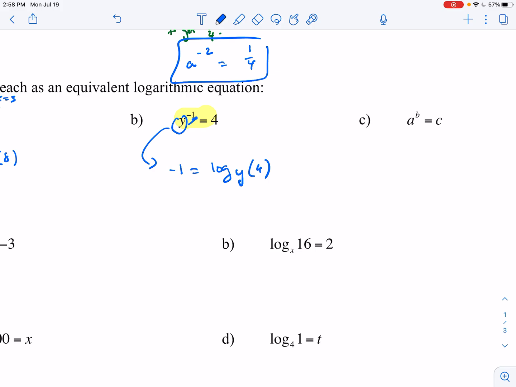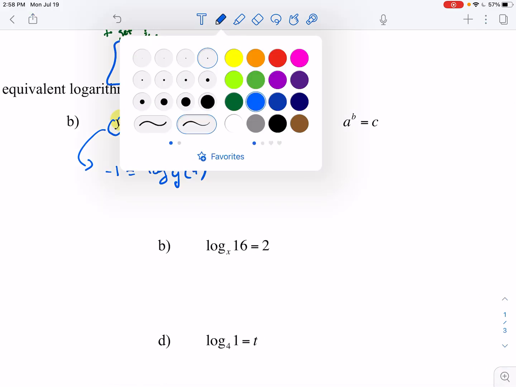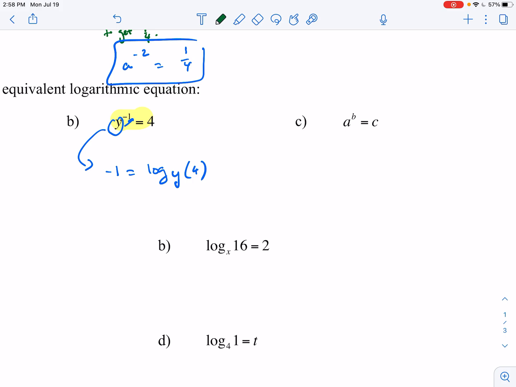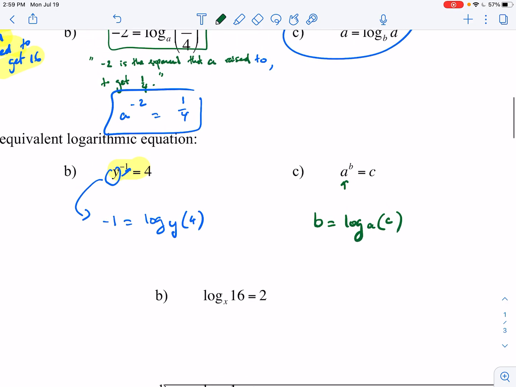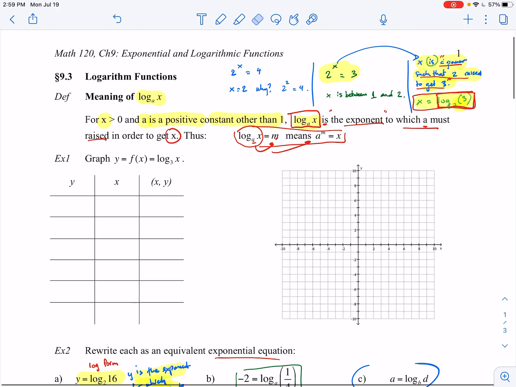So part C, I'll let you do it on your own here, but feel free to pause the video, try this and then come back to the video. Again, we start with the exponent. The exponent is b, so we're going to say b is the exponent such that the base a is raised to get c. Or you can try to memorize this definition and just go by it. That's something I would do too when I first learned this, just memorize that.